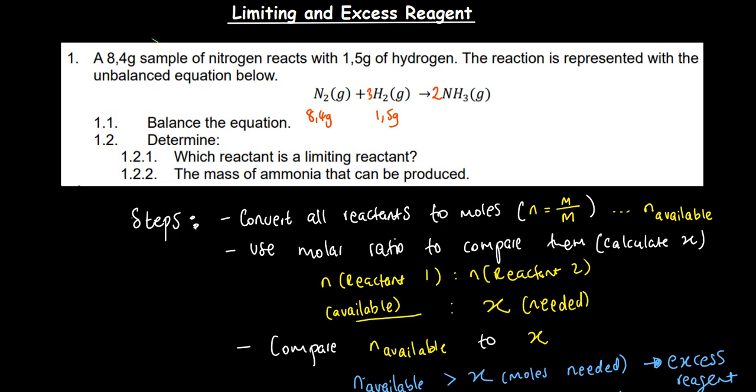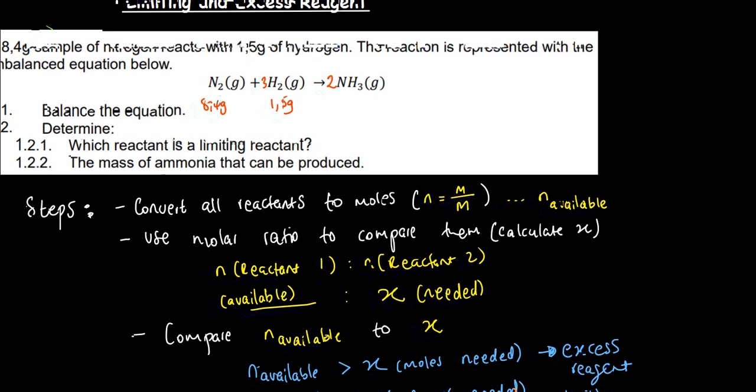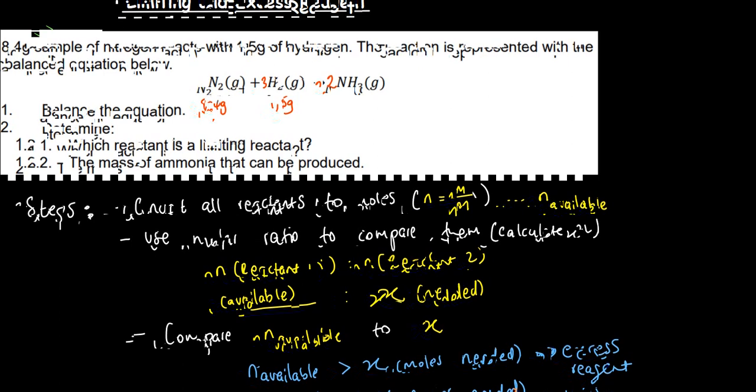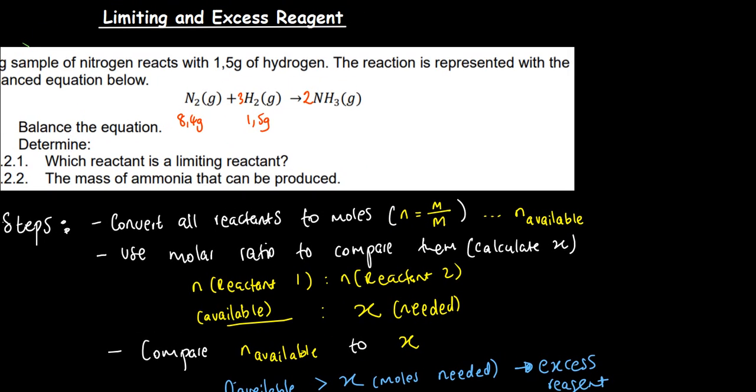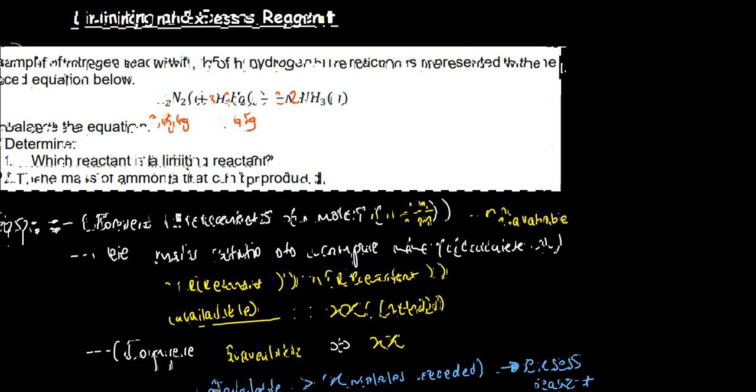So let's start using it then. For nitrogen, let me write it here. Let's say it's 1.2.1. So we need to know which one is the limiting. So I will start. The number of moles of nitrogen gas is going to be equal to the mass of nitrogen over the molar mass.